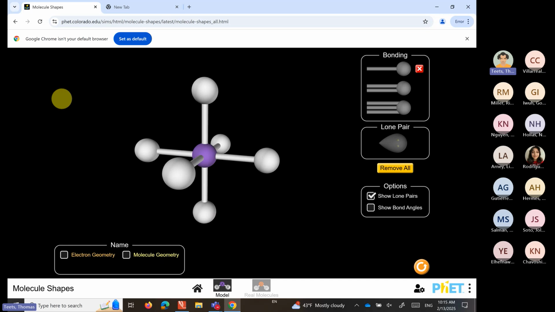You might be tempted to call this square bipyramidal. We had trigonal bipyramidal for the last one. This one could be called square bipyramidal. That wouldn't be necessarily wrong, but the way that we name it in chemistry is called, drum roll please, octahedral.